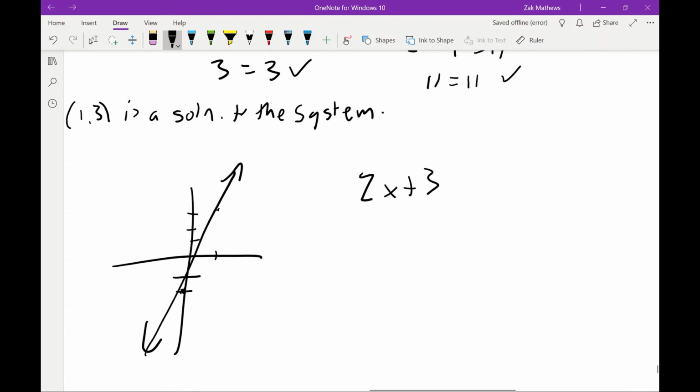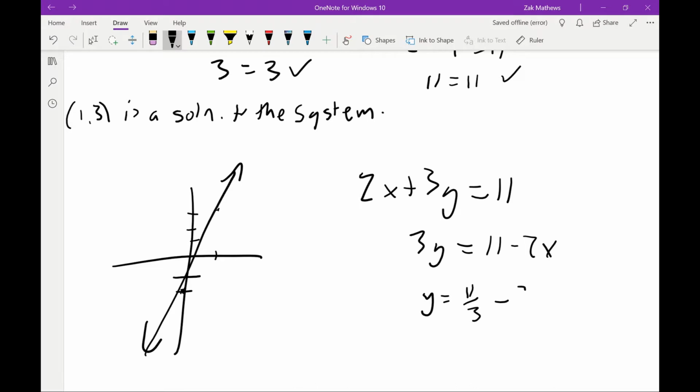I shouldn't say that it is absolutely in the form of a line, but it's not in the form of a line that we know how to graph right away. But we can put it into that form pretty quickly. I'll move my 2x over, 11 minus 2x. I'm going to divide by 3, and so y is equal to 11 thirds minus 2 thirds x. And so this is a form that we know how to graph.